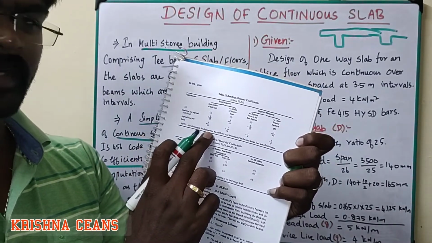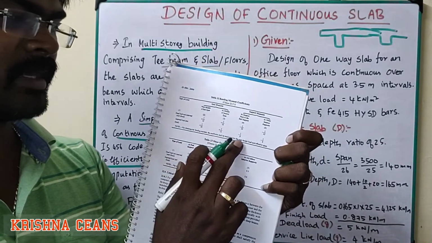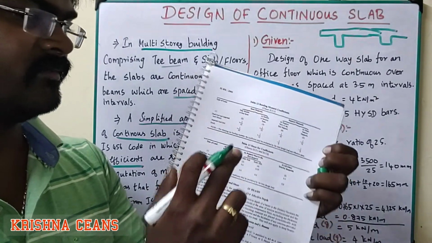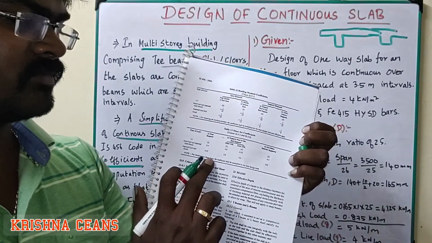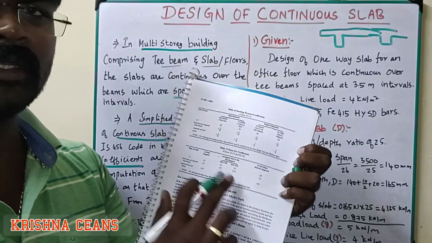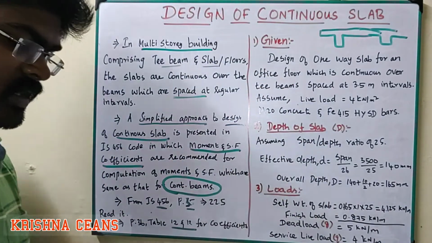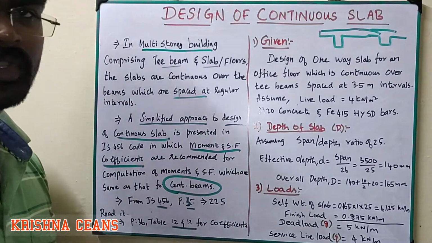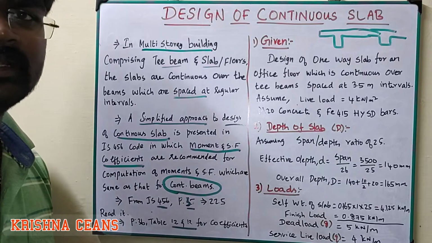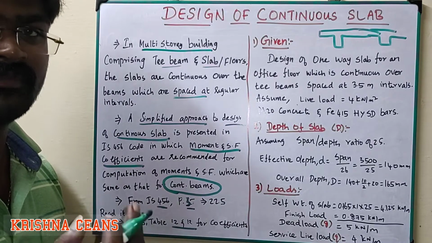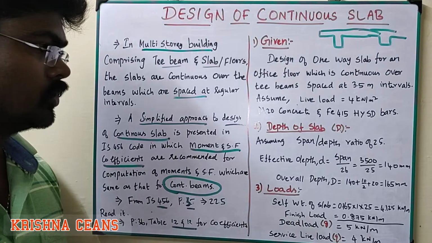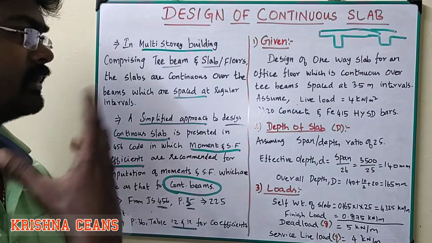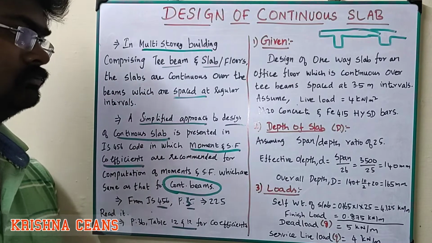After getting the coefficient value, we have to multiply as mentioned in the table itself. For obtaining the bending moment, the coefficient shall be multiplied by the total design load and the effective span. For obtaining the shear force, the coefficient shall be multiplied by the total design load. So we refer to page number 36, Table 12 and 13 for the coefficients, and finally we will calculate the bending moment and shear force for the continuous slab. This is the design procedure for the continuous slab.